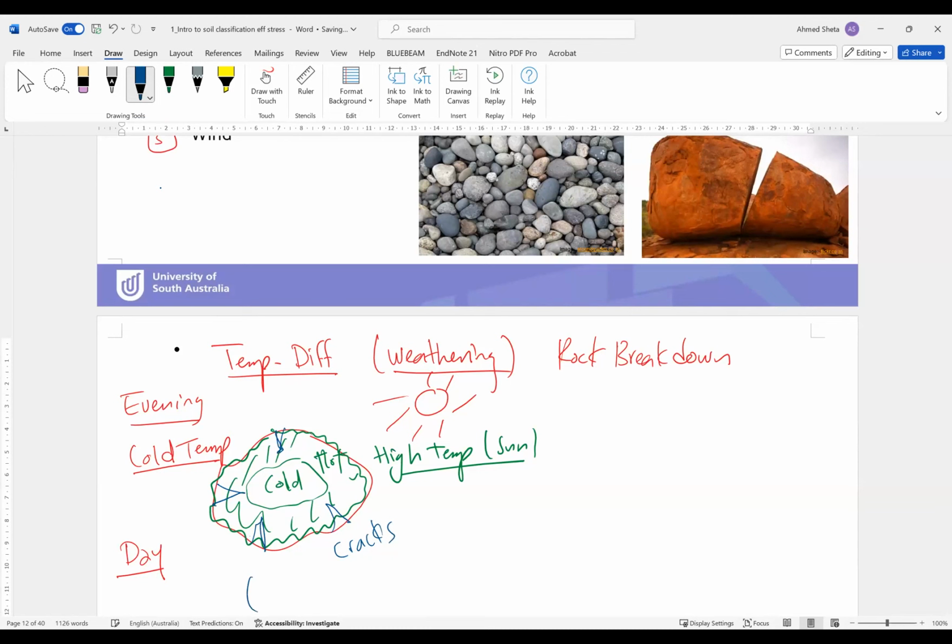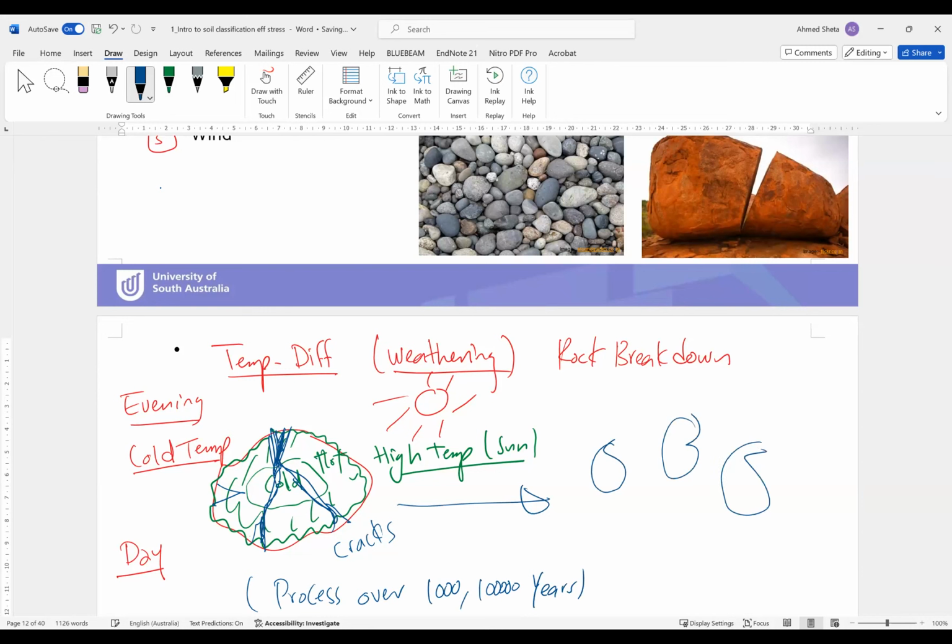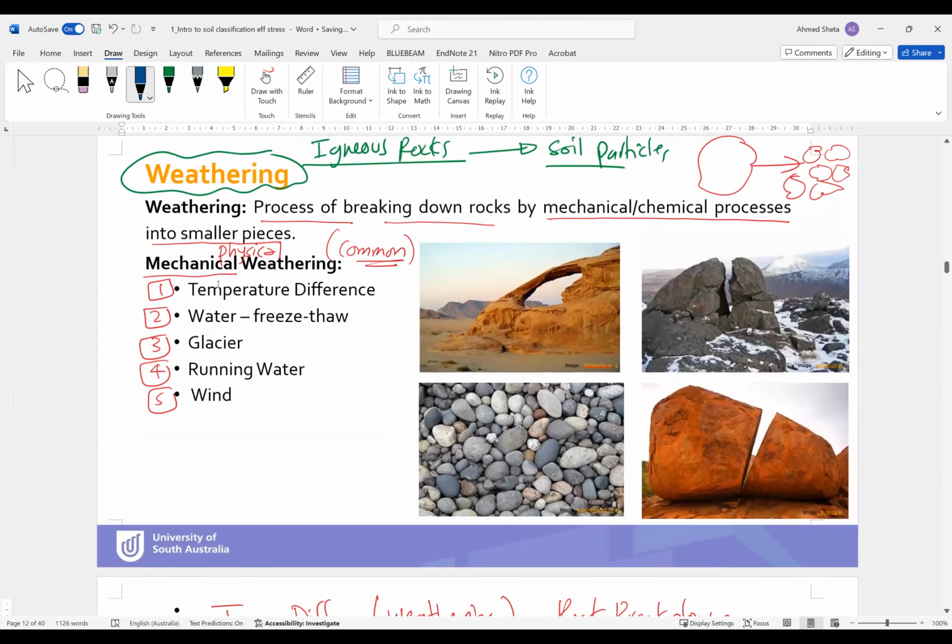This process happens over thousands or millions of years. So due to repetition of this process, these cracks increased until they meet here or here, and this rock breaks down into smaller parts. Okay, so this is what is meant by temperature difference. And if we go back here, so this is temperature difference.